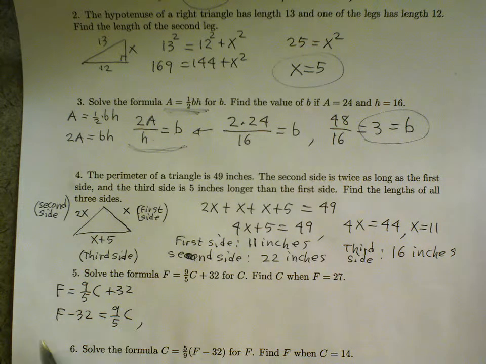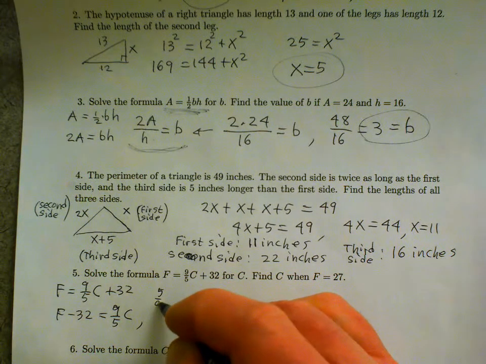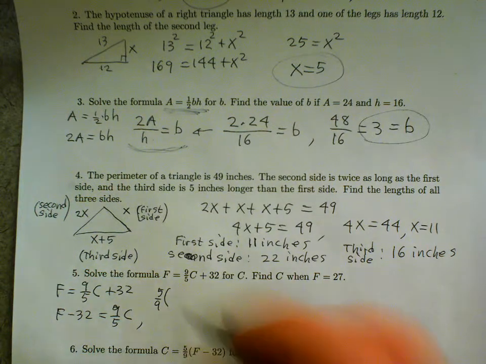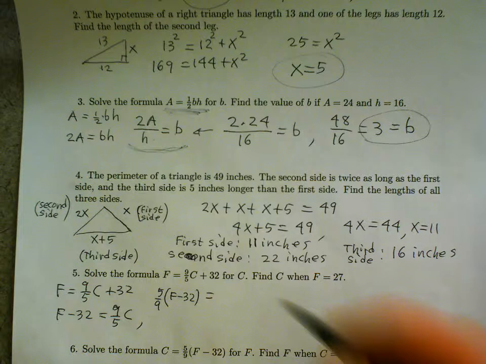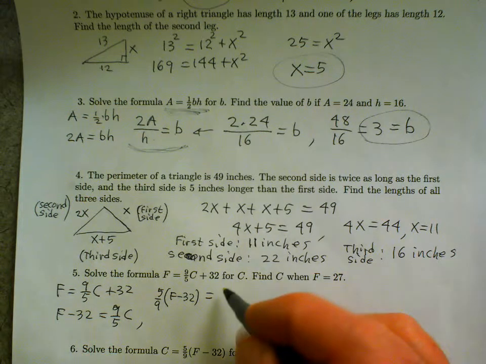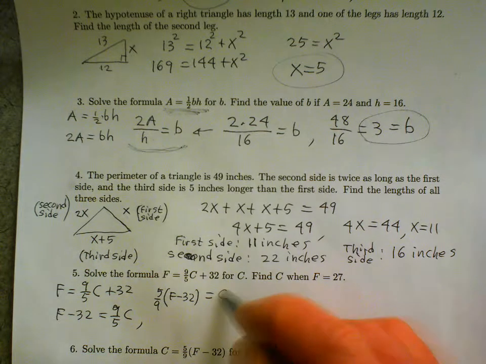And then multiply every term on both sides by the reciprocal of 9/5. So in other words, multiply both sides by 5/9. So 5/9 times the quantity F minus 32 in parentheses. And 5/9 times 9/5 is just 1, and 1 times C is C.